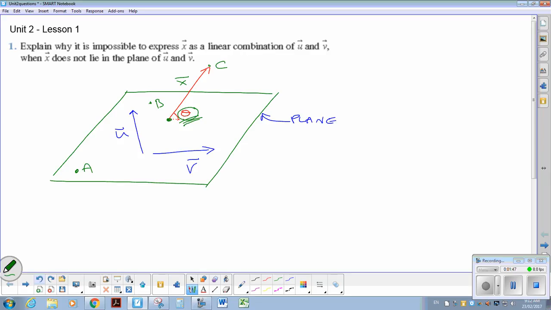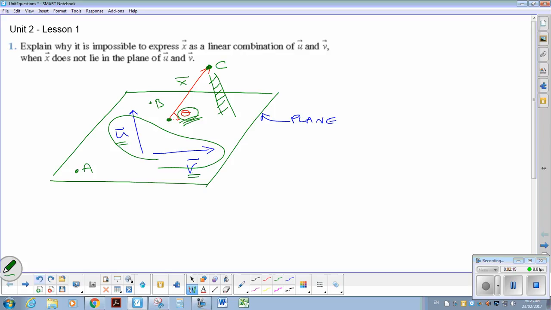Think of it this way: if you want to get to the top of a house and you don't have a ladder, you're not going to get to the top of the house. You can run around the house as much as you want with vectors u and v, but there's no way you're going to get to the top of the house without a ladder. So vectors u and v are not providing the ladder to get us off the plane up to the top at point C. That is why it's impossible.